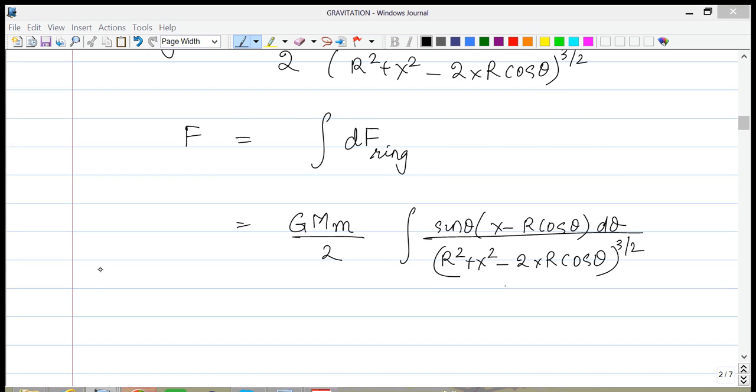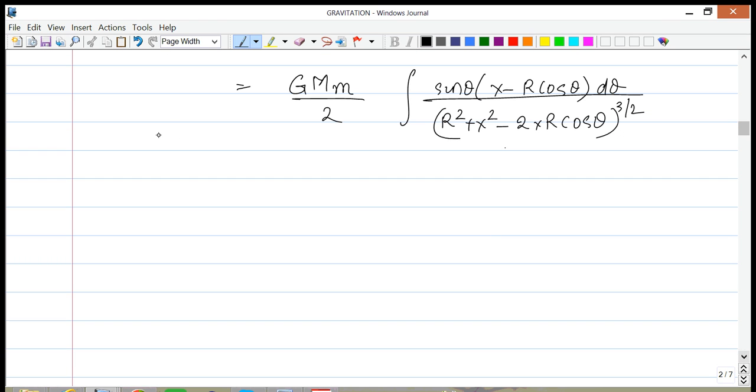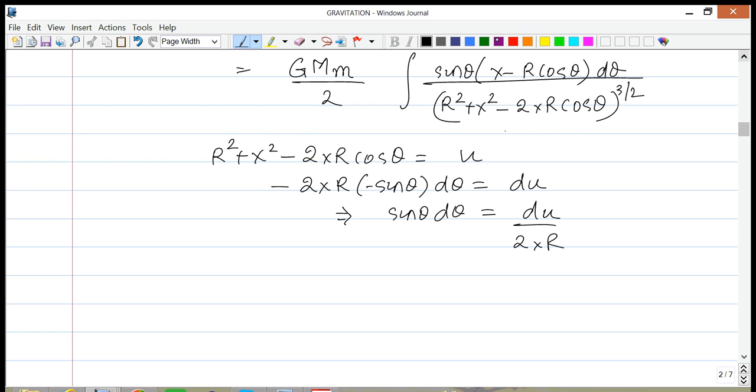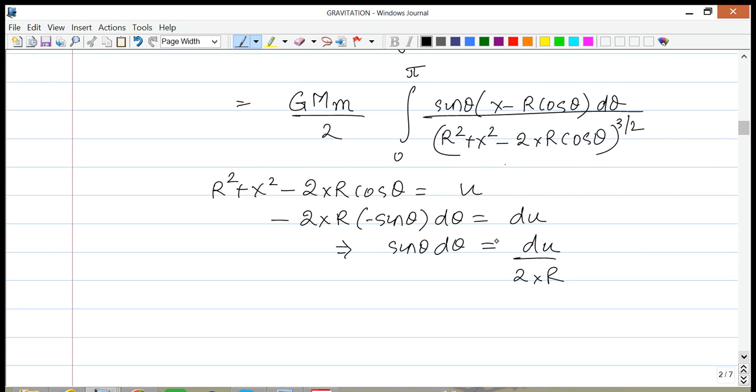Alright, great. Now we are going to use the substitution rule, and we'll say that r square plus x square minus 2xr cosine of theta is equal to u. Now if this is equal to u, then we can differentiate both sides and we end up getting 2xr sine theta d theta equals du, and so this gives me sine of theta d theta equals du divided by 2xr. Now also, since we've made the substitution, we need to put in our limits. By the way, the limits here were from 0 to pi, so we now need to replace the limits.